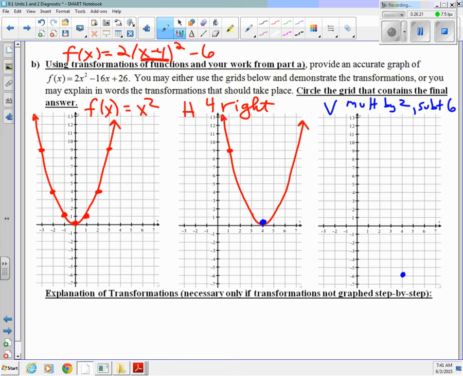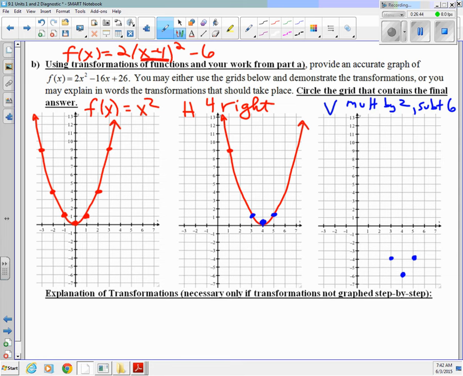Okay, I'll do that to 5, 1 and 3, 1. So I'm going to multiply by 2. That's going to get me up to 2 for both of them, and subtract 6. 2 minus 6 is negative 4. So now I'm here and I'm here. And I hope you're seeing the parabola not only shifted, but it's stretching in a vertical direction.